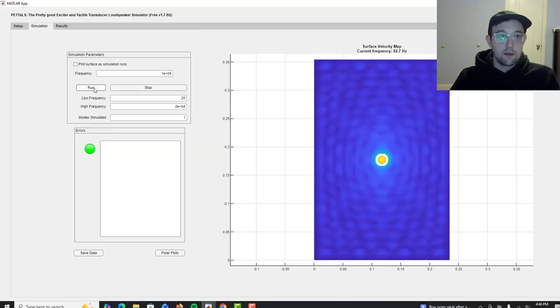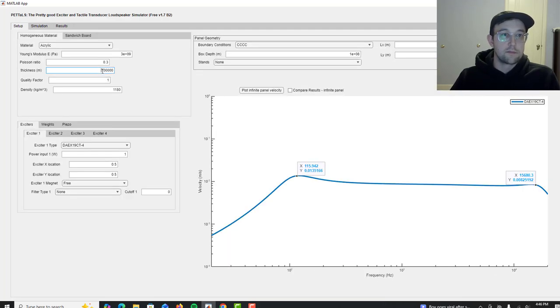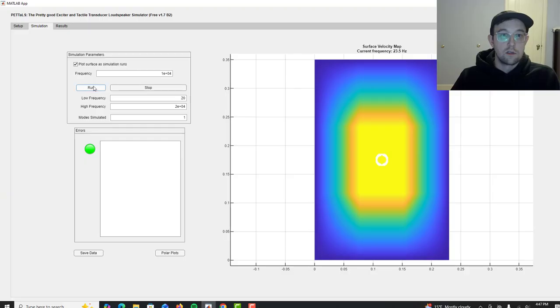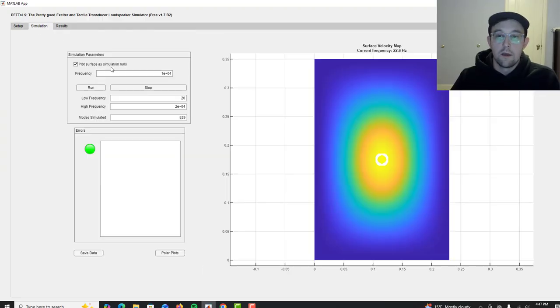Yeah, like if I set the Q to 1 and then we look at the surface. Oh, well, that's boring. Thickness 0.003. We should get back to 500. 529 modes now. What did I do? Oh, 3 times 10 to the 9th.